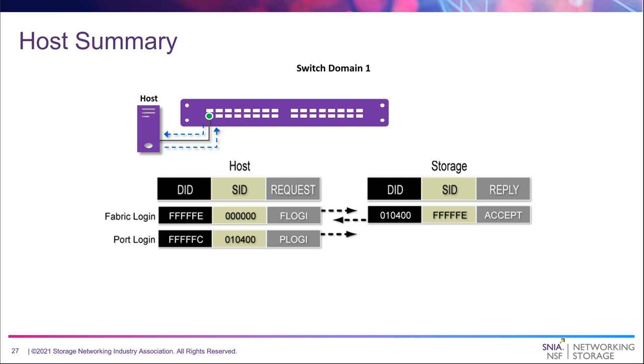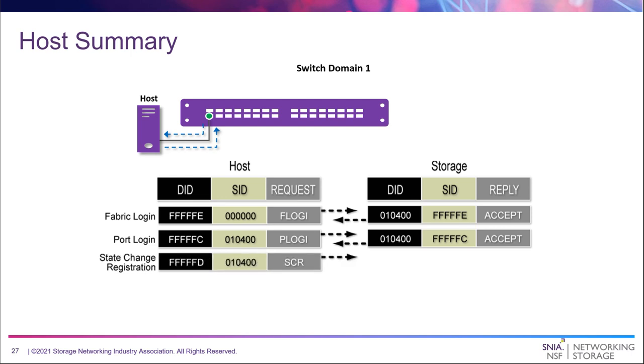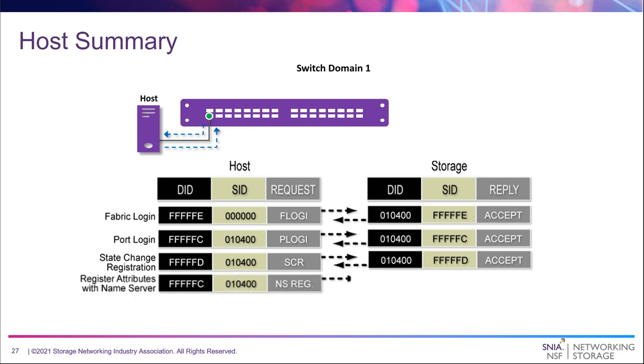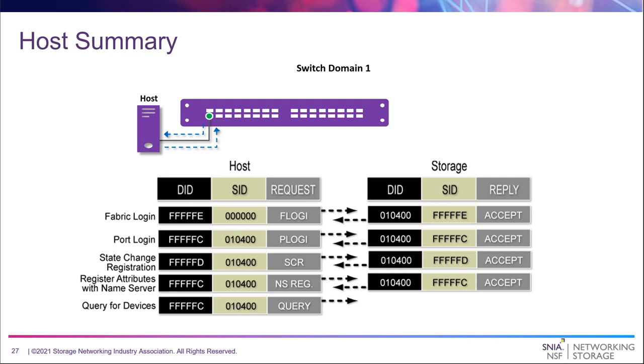And so the first login, the FLOGI itself, is getting that fabric address, that FCID back. And then the port login is the, hey, I need to register for the name service, right? And so you get an accept back to that. And then you say, okay, I would also like to know about state changes that go on in the fabric. Okay, we can tell you about state changes. And then register attributes with the name server. Are there particular characteristics about the device that need to be registered with the name server?